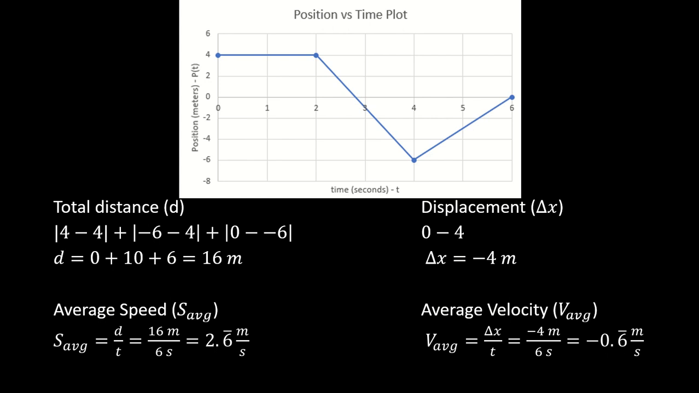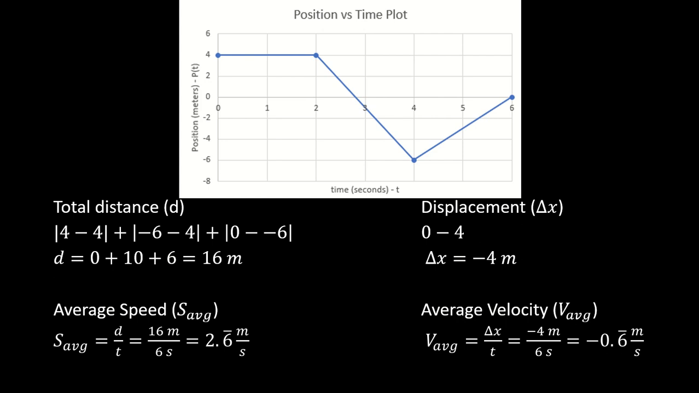Because displacement is a vector, we need it to have either a positive or negative sign to give it its direction. Some further quantities that we can pull from a position versus time plot include average speed, which is simply the distance traveled divided by the time it took to travel that distance, which if we traveled 16 meters and it took 6 seconds to do so, then the average speed is 2.66 repeating meters per second.